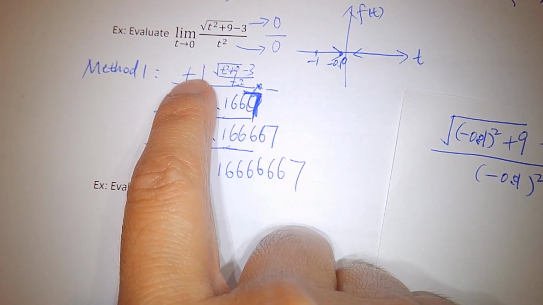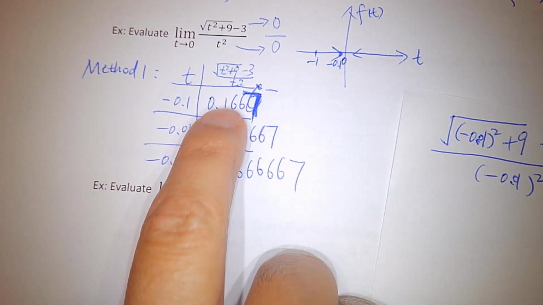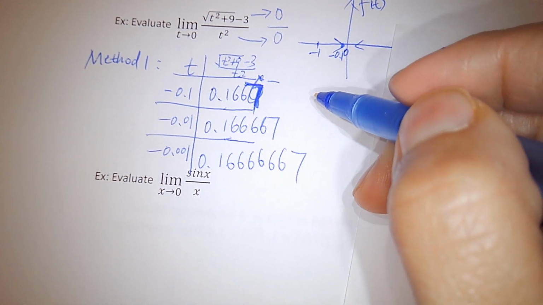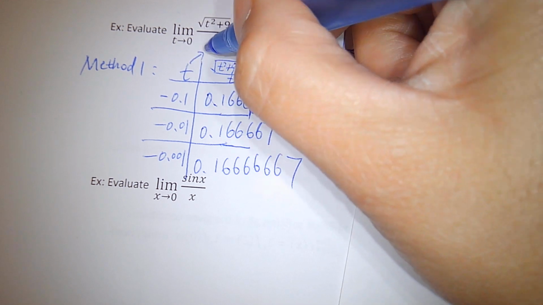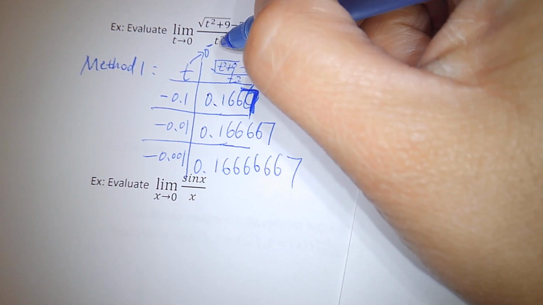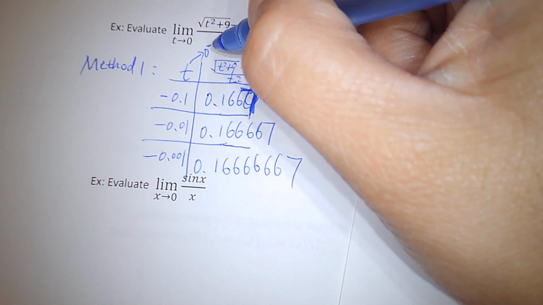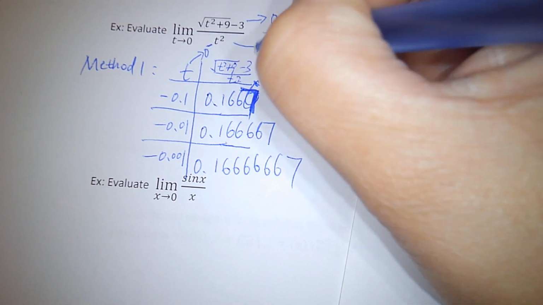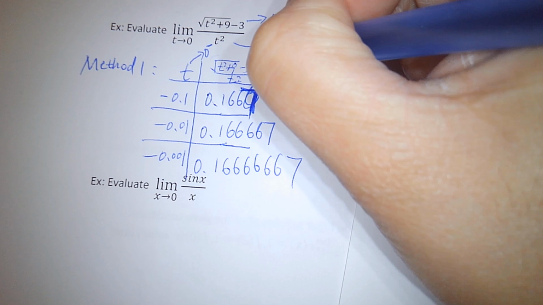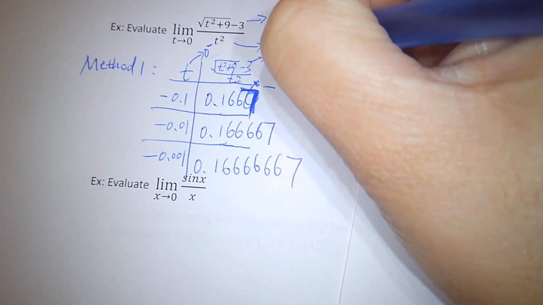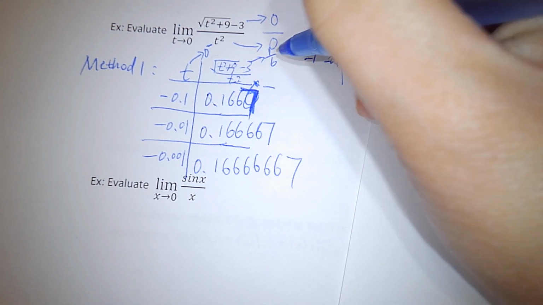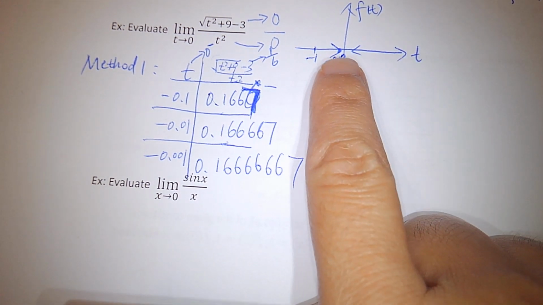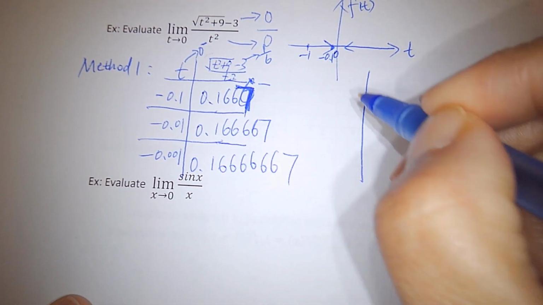When t goes to 0 from the left, this whole fraction will go to what? 1/6. Okay, so when t goes to 0 from the left, we'll talk about the left limit and right-hand limit very soon. This whole function will be getting close to 1/6 as a fraction. Okay, so this is from the left of 0. Same thing here, I don't want to repeat it.